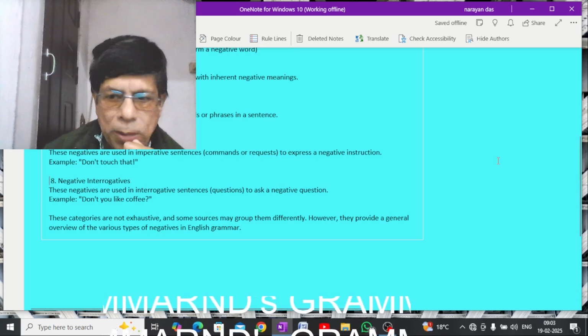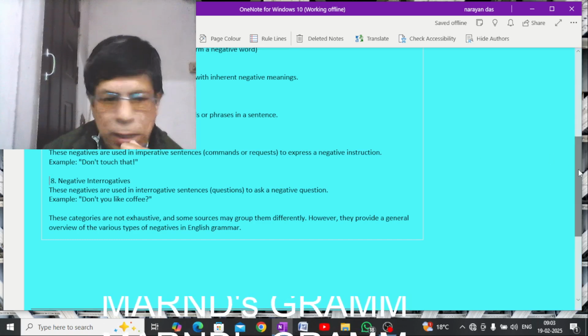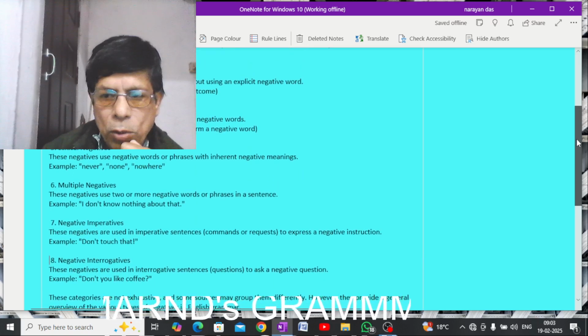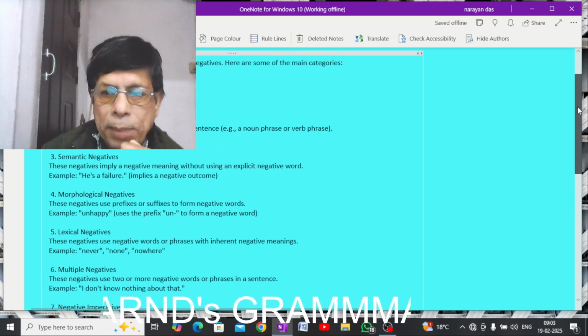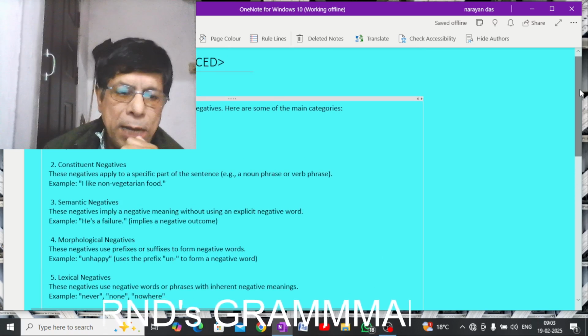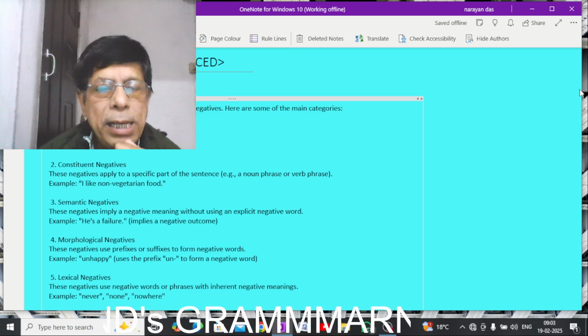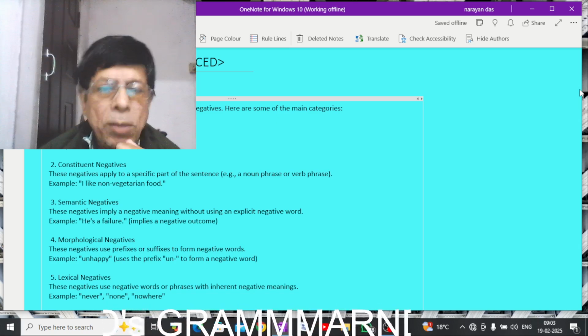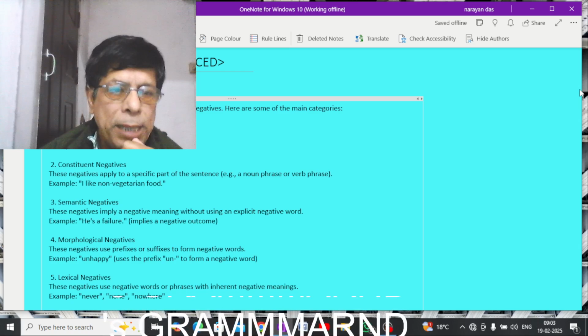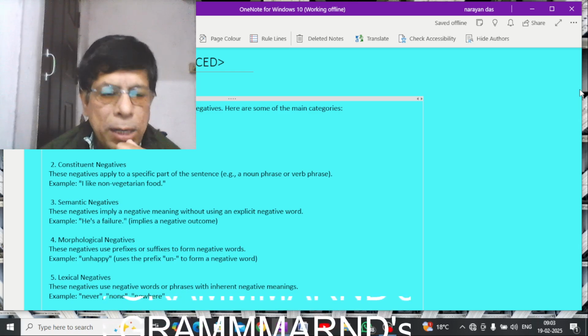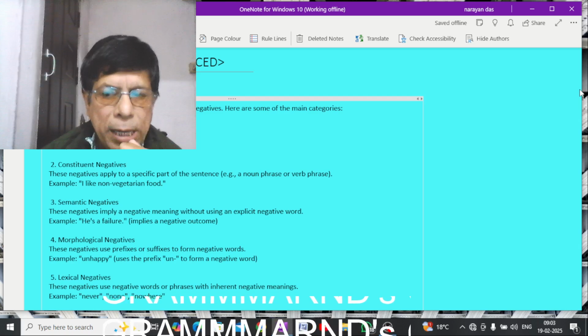So students, these are a few negatives with their examples. I hope these advanced types of negatives will help you to understand negatives better. I will also discuss negatives part 1, which covers simple kinds of negatives, common negatives.